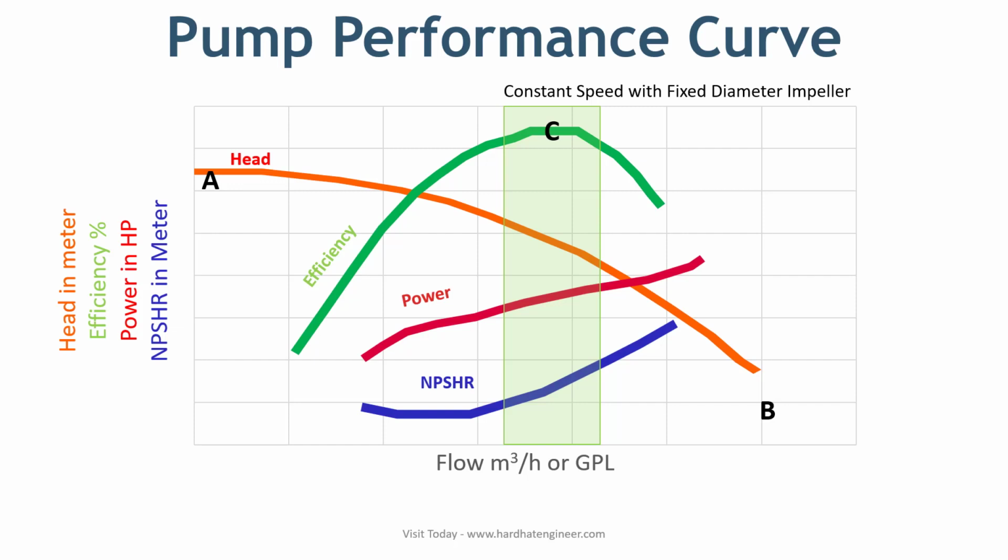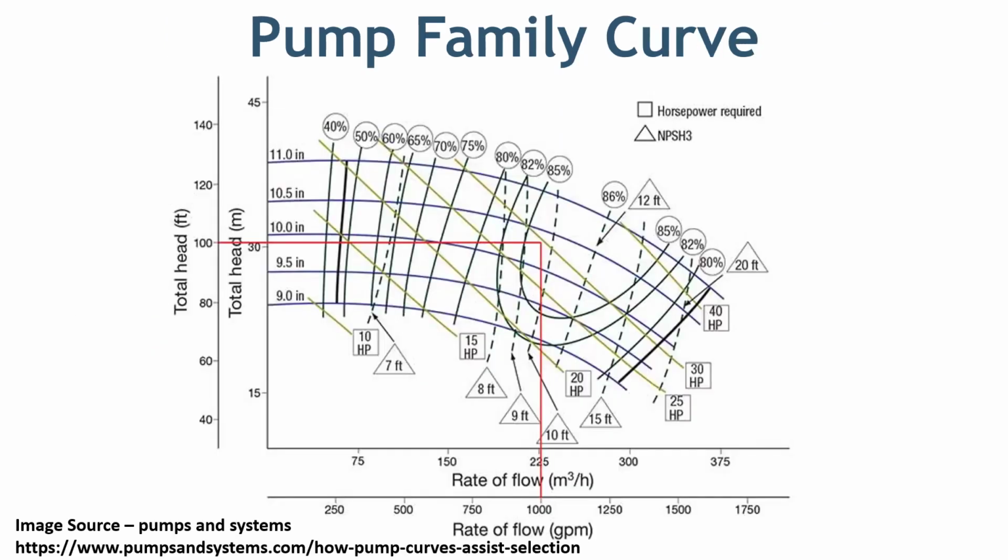So how do you select the pump? Well, all the pump manufacturers develop the pump family curve that shows multiple curves on a single chart. This is a sample family curve that is used to select the pump. Head and flow rate are on the Y and X axis. On the chart, you can see the impeller diameter is marked. The percentage shows the efficiency of the pump for the given size of impeller. Triangle boxes show NPSHR and power requirement is shown in square boxes. Pump RPM is constant.